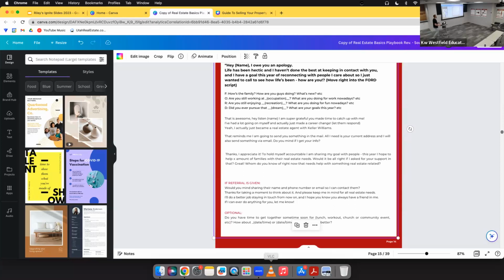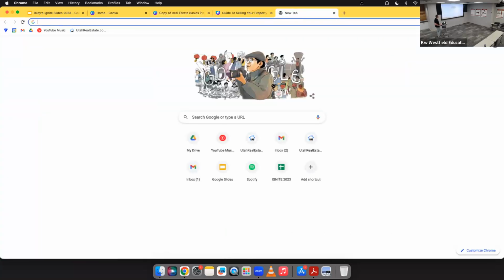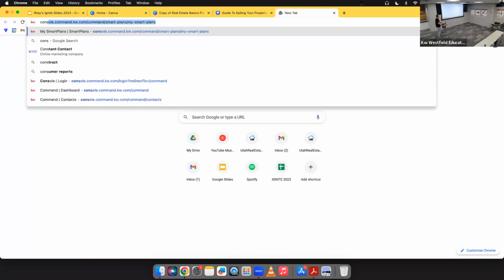As far as the command thing's concerned, if I can remember my command login, I'll show you really quick. The beautiful thing about passwords being saved is that it's also a curse if you forget.